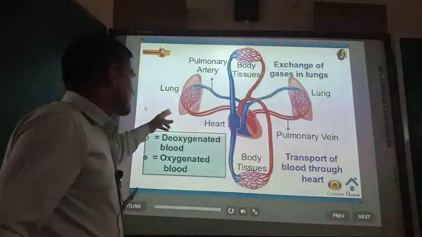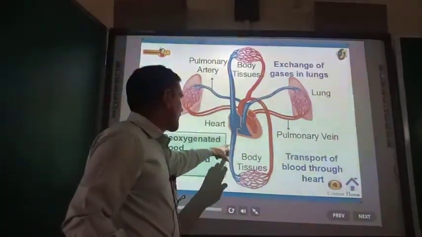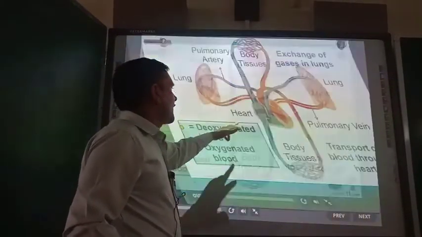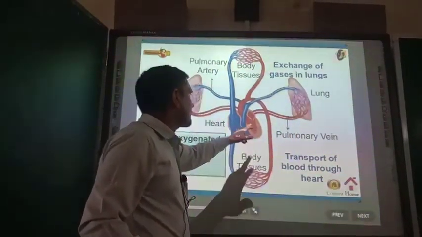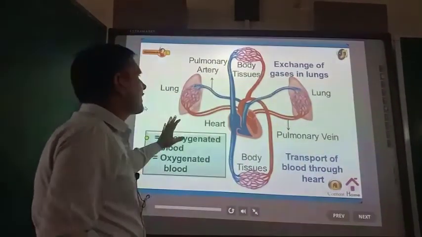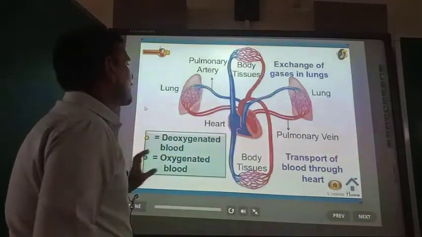Just see, one side what is there? This blue color is showing the transport of impure blood, and this red color is showing the transport of pure blood. This is the clear cut diagram of double circulatory system.